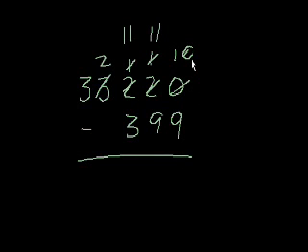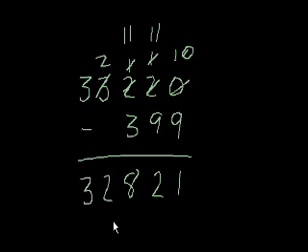This is the easy part. 10 minus 9 is 1. 11 minus 9 is 2. 11 minus 3 is 8. 2 minus nothing is 2, and 3 minus nothing is 3. So we get 32,821.